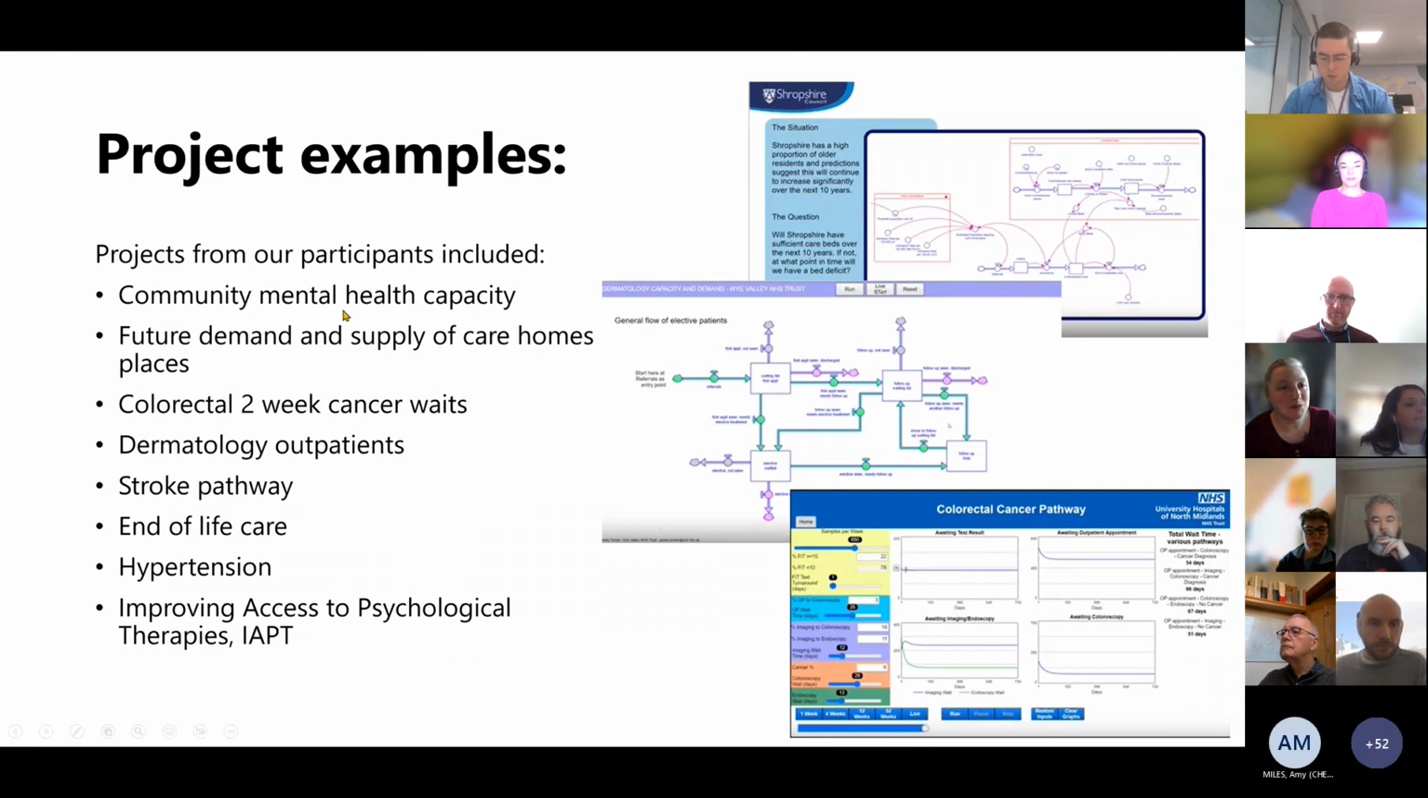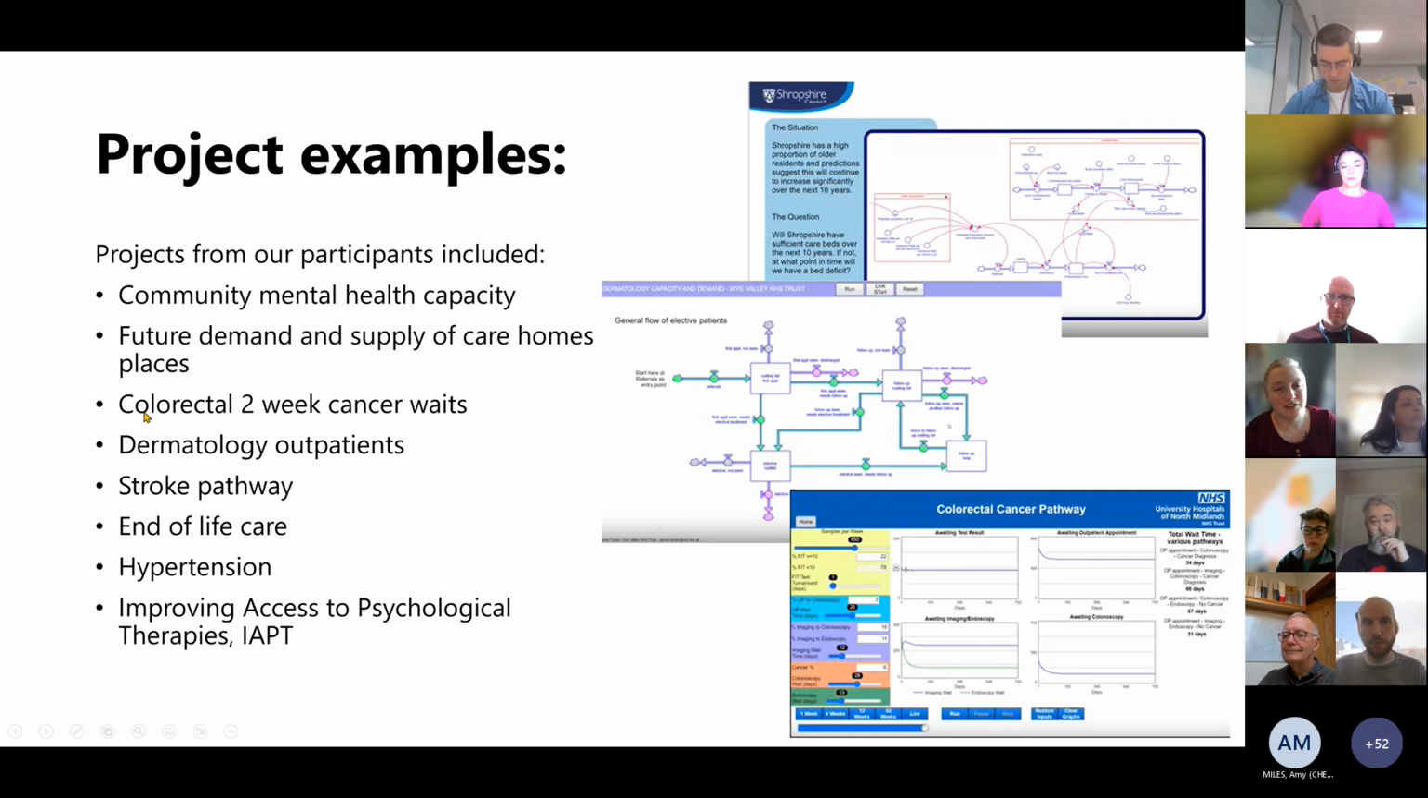And last time you heard from Tom and Sam, who were talking about the community mental health bed capacity model that they built, and also from Tracy and Jane, who were talking about the supply of care homes and how many care home places they might need in the future through their modelling.